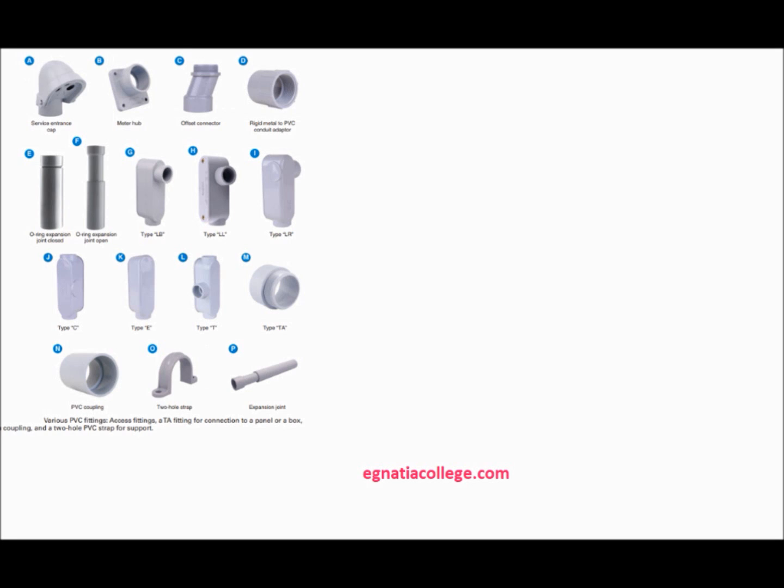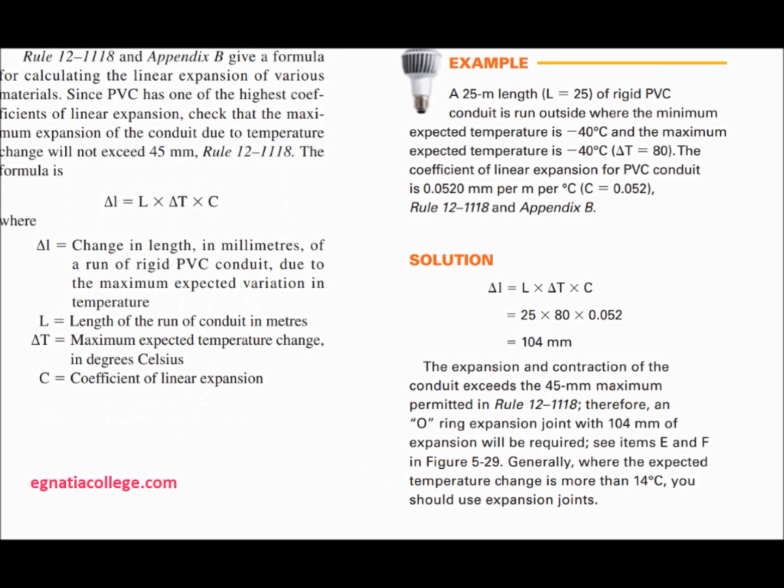The two-hole strap in this figure, Part O, allows the conduit to move as it expands or contracts. Never clamp the conduit tightly, Rule 12-11-14-3. The spacing for supports is about half the distance for other types of conduit, therefore twice the number of straps are needed. See Rule 12-1114 for maximum support spacing.